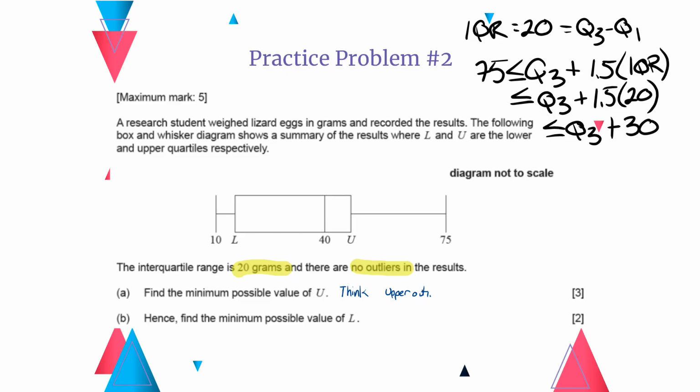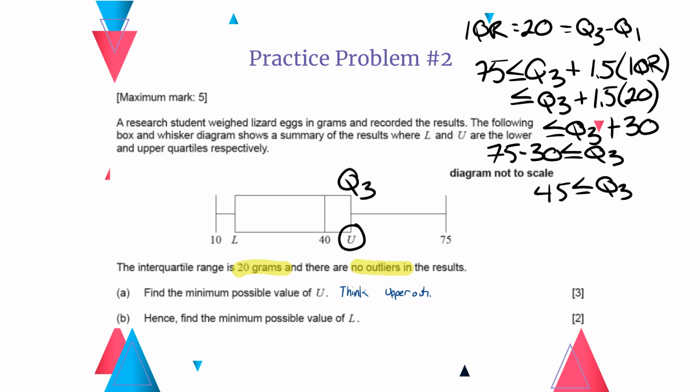Now we want to get just the Q3 all by itself. So we're going to subtract 30 from both sides. We'll have 75 minus 30 is less than or equal to Q3. 75 minus 30 is 45. So we know that Q3, also known as U in this case, must be greater than or equal to 45, right? We can turn this around. So Q3 is greater than or equal to 45.